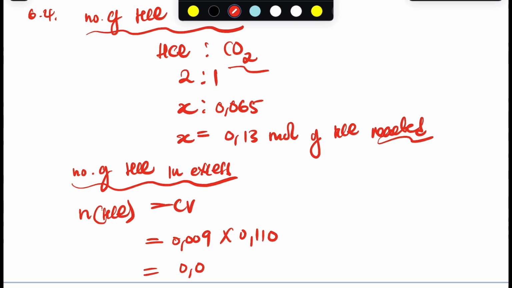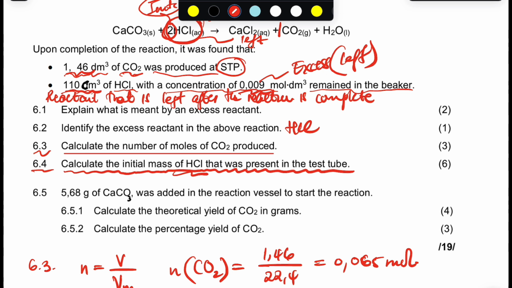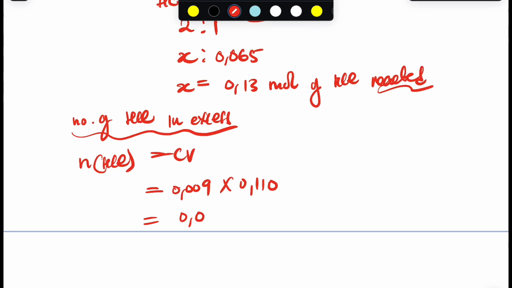I hope I'm punching that correctly. Okay, let's go up a bit. There are 2 zeros here, and then this is 110. Okay, that's correct. So the answer here is going to be 0.099 mole. This is the amount that is going to be in excess.